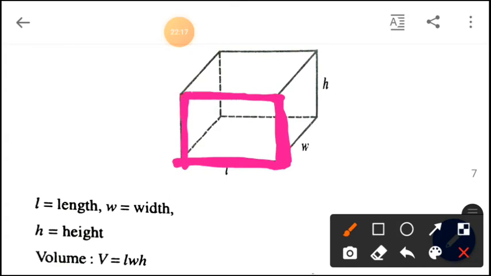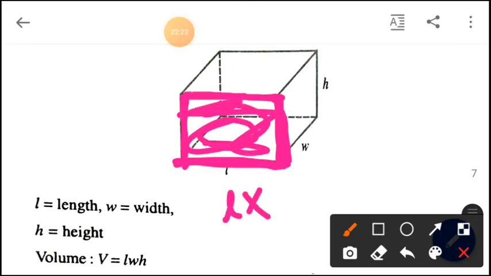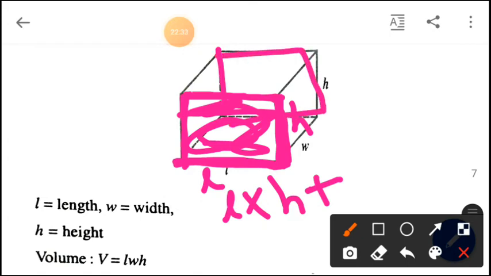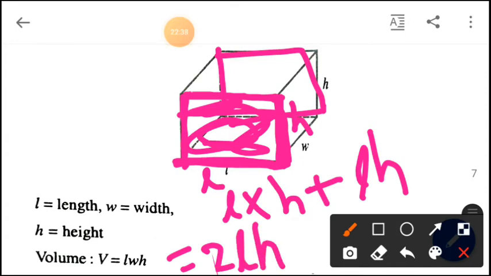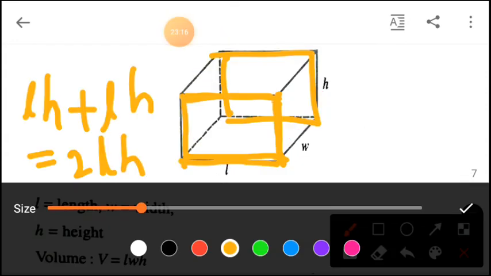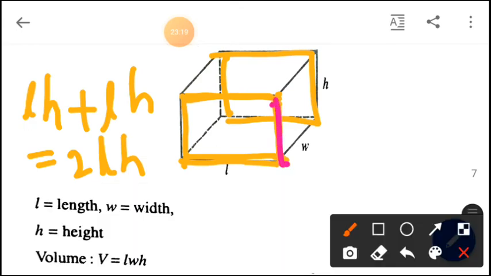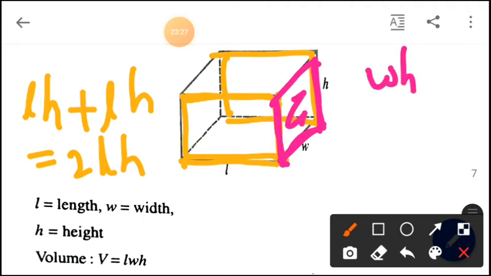So the area of this part is L into H. Similarly, the area of this part is also L into H. LH plus LH, 2LH. Similarly, for this part, this is W, this is H. So W into H is the area of this part. Similarly, the area of this part is W into H.